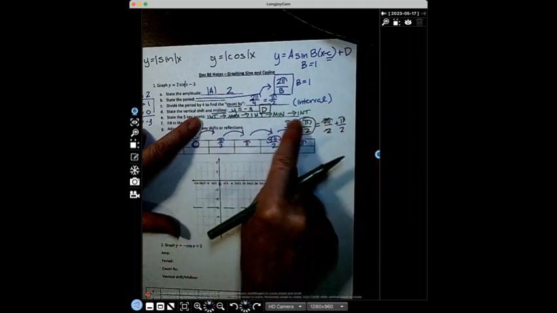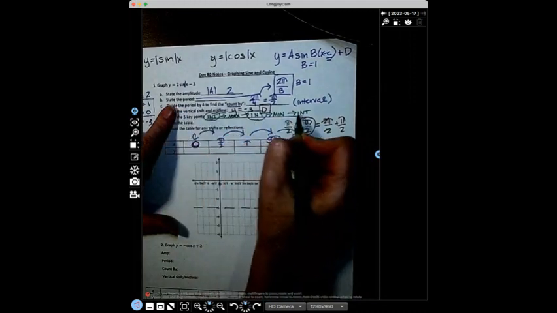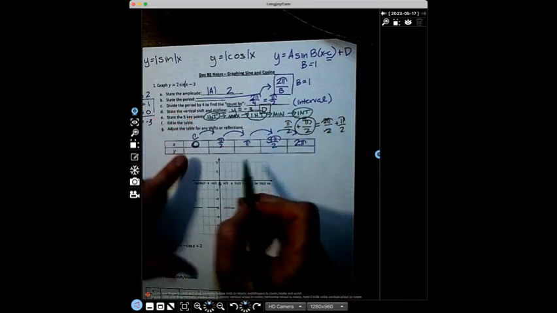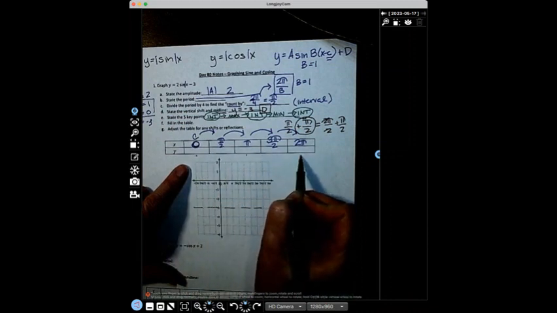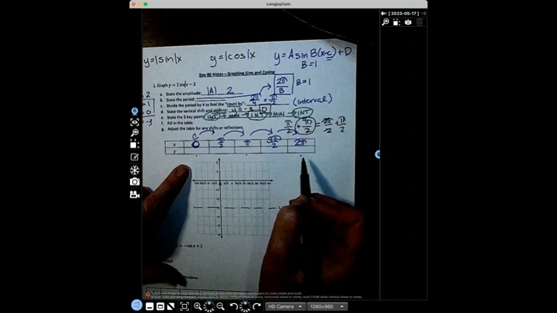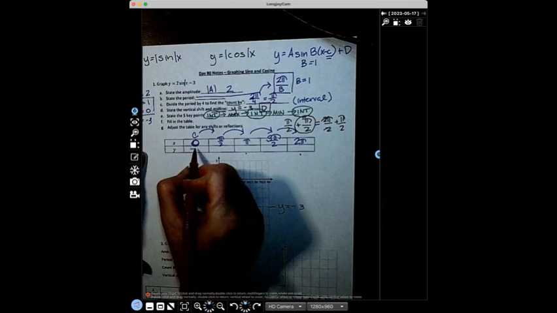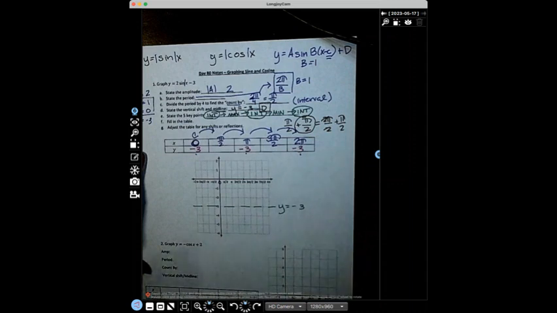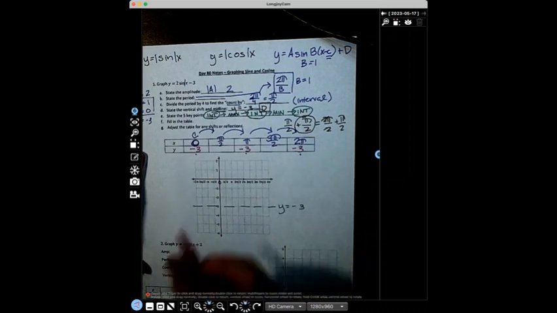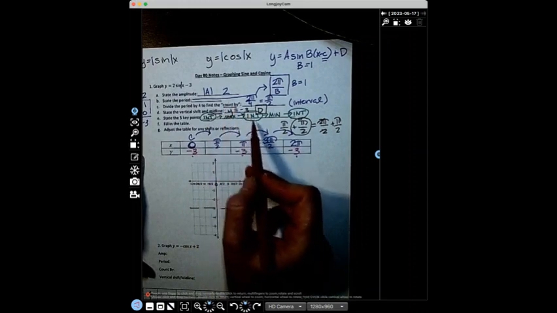Now, these intervals, circle them. They are the midline of my graph. So at this spot and this spot and this spot, right? That's the interval, the midline. So let's put D there. So D is -3. So I'm at the midline, at the midline, at the midline. Now, with my sine pattern, I go up to the max, go back to the interval, down to the minimum.